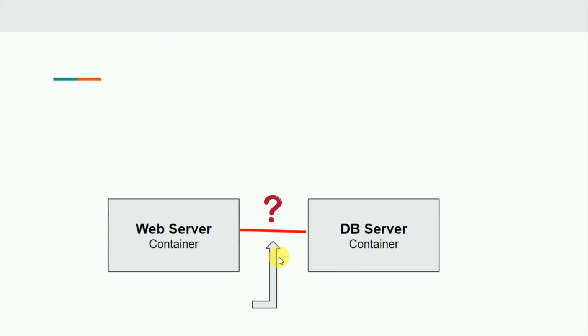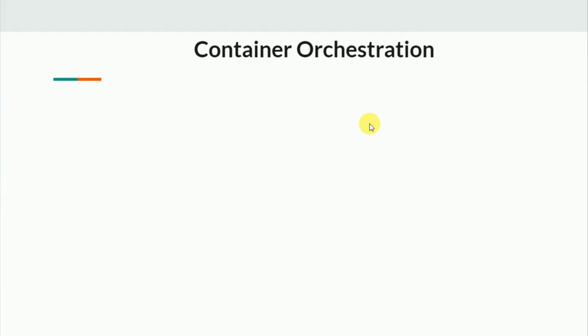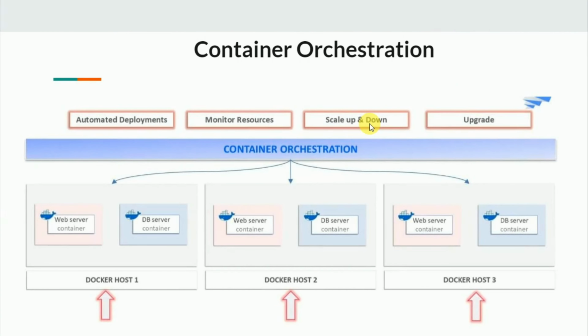As you can see, lots of questions come to our mind. How can we automate the containers? How can we scale the containers up and down? How can we balance the load between these containers? And how do we upgrade the environment? The answer to all these questions is container orchestration. We are going to see how container orchestration automates deployment, monitors the resources, scales up and down, and upgrades.